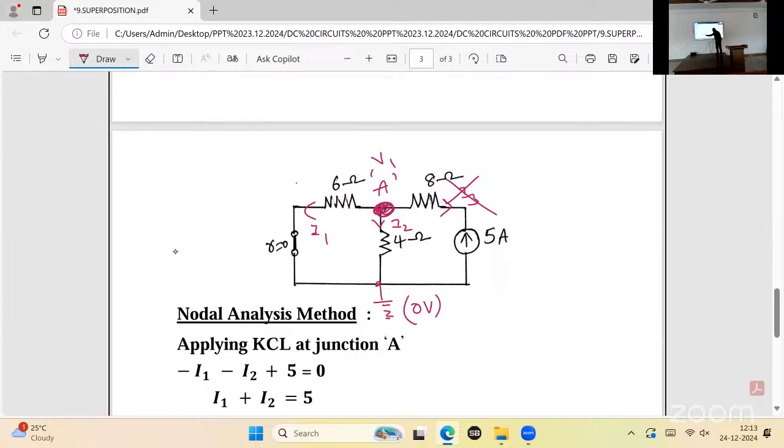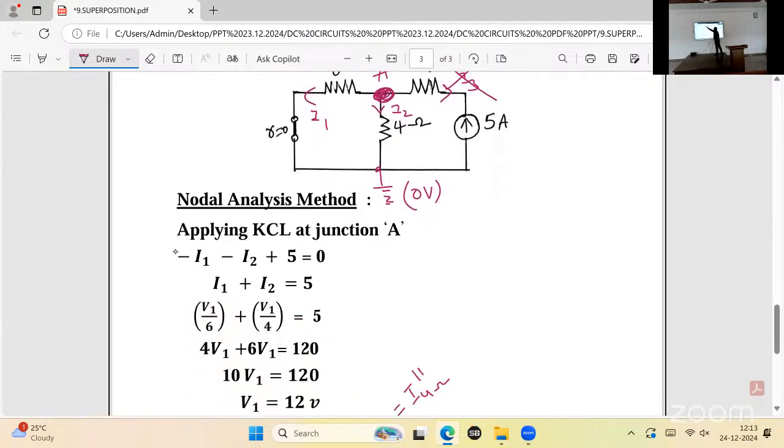Now applying KCL at junction A. Minus I1 away, minus I2 away, and the 5 ampere current is toward the junction, so plus 5 is equal to 0. Now shift it: I1 plus I2 is equal to 5. Now convert into current as V by R.